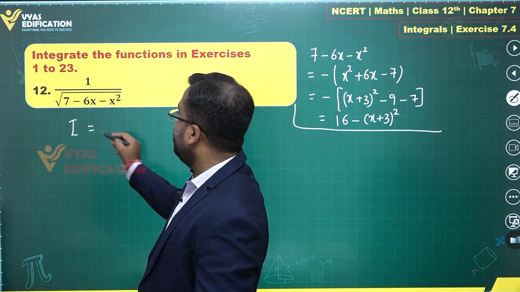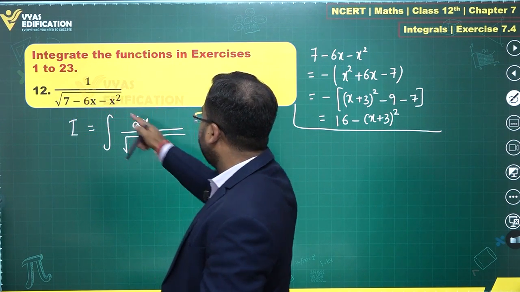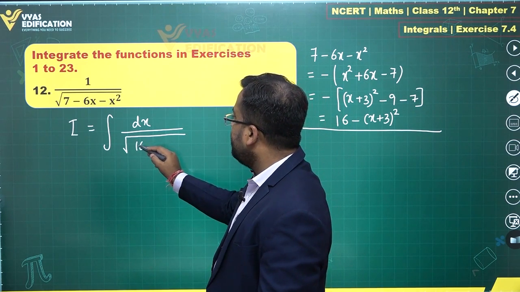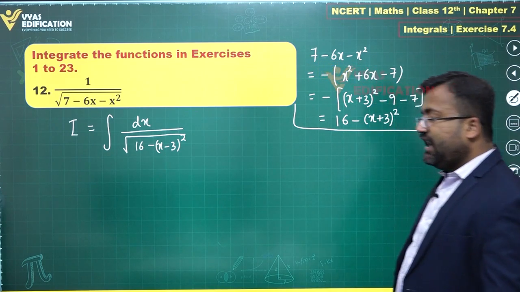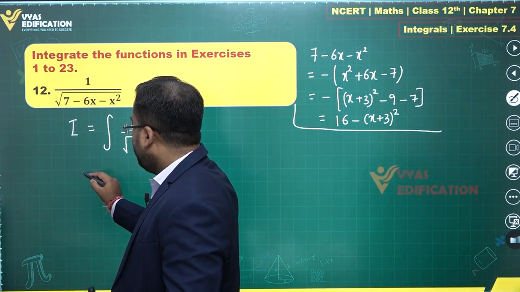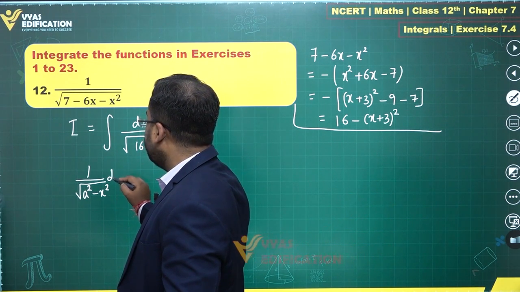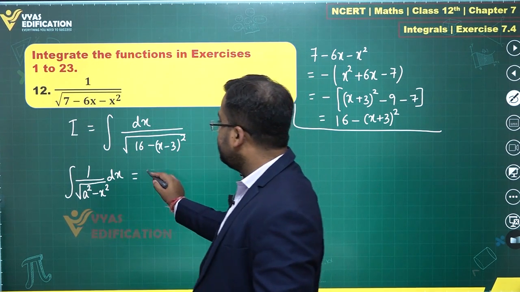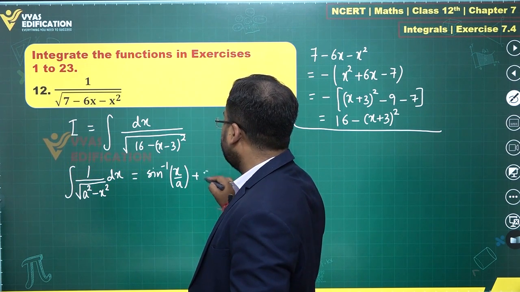So I is integral of dx upon under root of this, which is equal to 16 minus x plus 3 square. Okay. And now using one formula. What is that formula? 1 upon under root of a square minus x square dx. This integral is equal to what? This integral is sine inverse x by a plus constant, right?